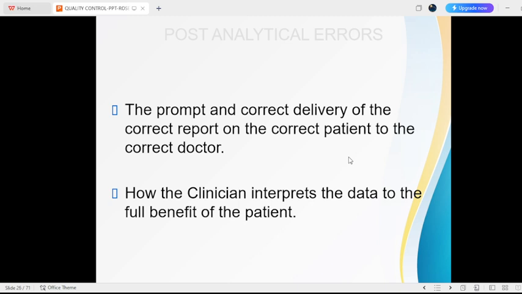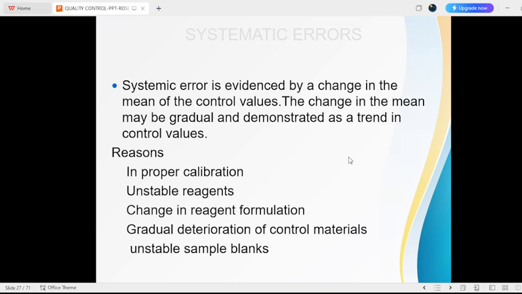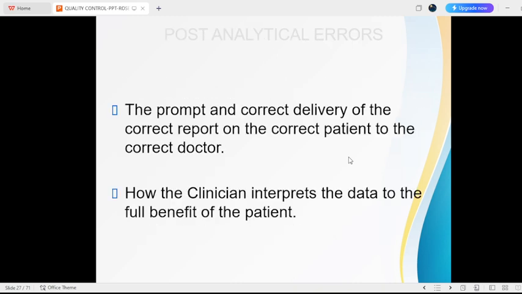Next category is post-analytical errors. The prompt and correct delivery of the correct report on the correct patient to the correct doctor. Then only the clinician interprets the data to the full benefit of the patient. So this is about the post-analytical error. We have to correctly give the report to the patients. No error should occur during transcription or reporting time.